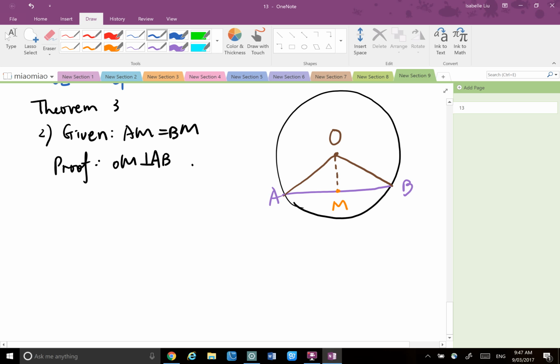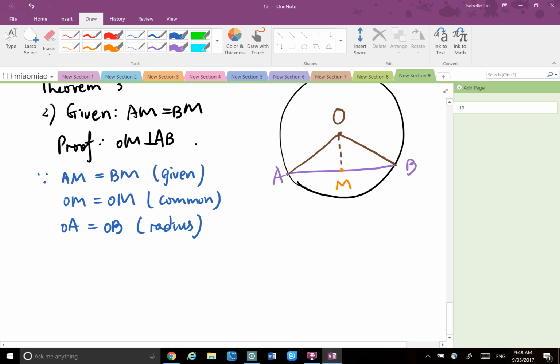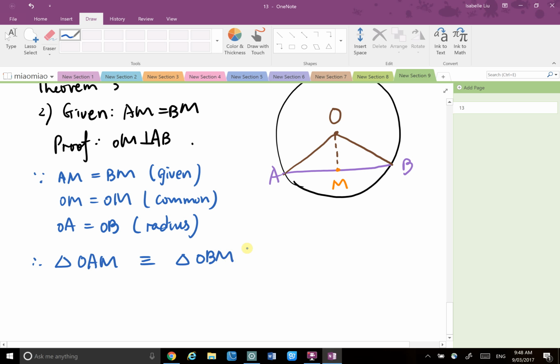So what do you have now? You have AM equals BM, which is given. OM equals OM, which is common. Also, you have OA equals OB, which is the radius. And you find that the three sides are all equal to each other in these two triangles. So triangle OAM will be congruent to triangle OBM by SSS, because the three sides all equal each other.